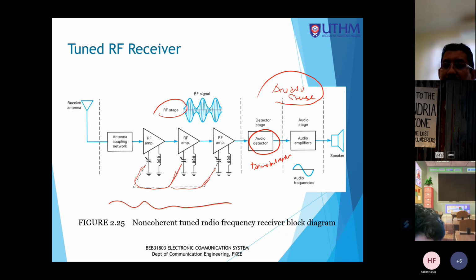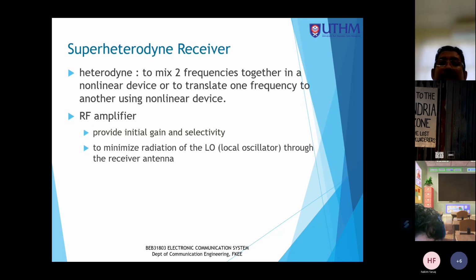So dalam practical system biasanya kita tidak menggunakan receiver seperti ini. Kita biasanya menggunakan jenis receiver yang kedua iaitu super heterodyne. So the word heterodyne comes from, if I'm not mistaken, it's a Greek word, dari perkataan Greek iaitu heterodyne means mixing antara dua input.